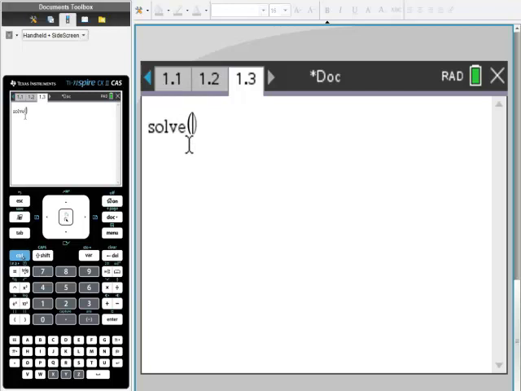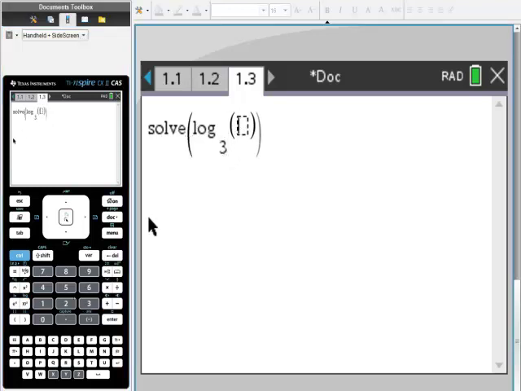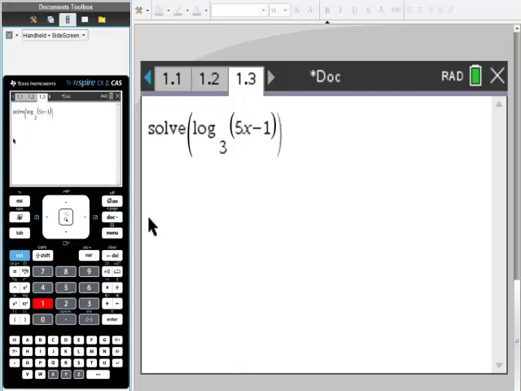I'm going to use a log function, so I'm going to use control log, and I'm using base 3. So there's base 3, and mine is 5x minus 1. Super important here, people screw up. I'm going to set this equal to something. Make sure you're outside of the argument, outside of those parentheses. Use your right cursor.